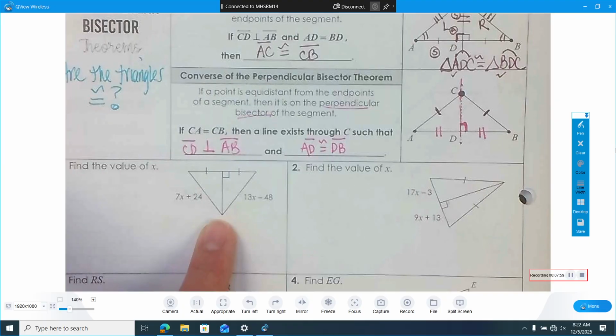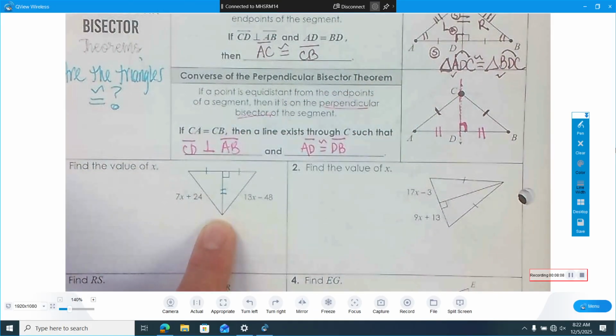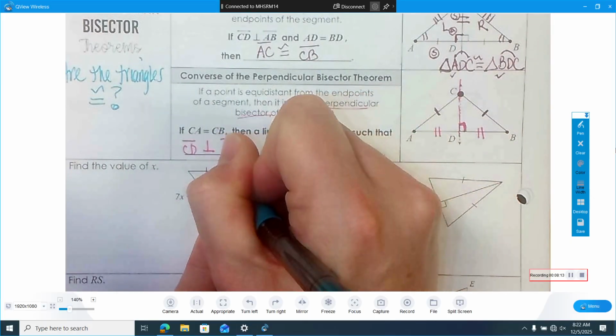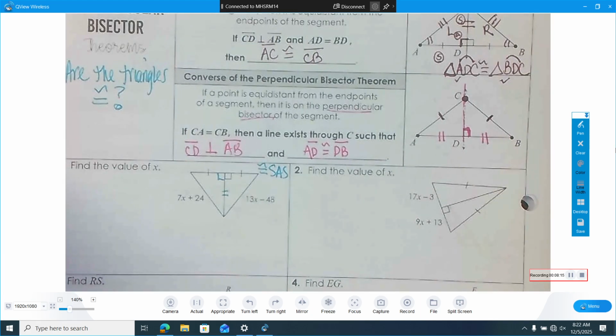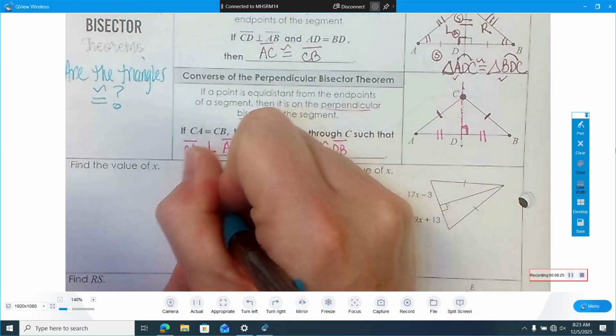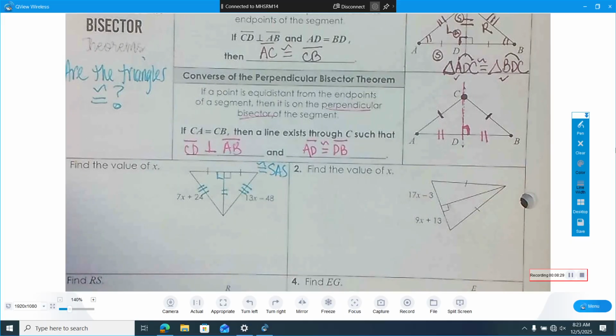Are the left and the right triangles congruent? Yes. Why? Because they're both right angles. Side angle side, because reflexive side. So the triangles are congruent by side angle side. We have two pair of sides, pair of angles, and then another pair of sides congruent, all right? So those triangles are congruent, which means I also know that these two sides also happen to be congruent.